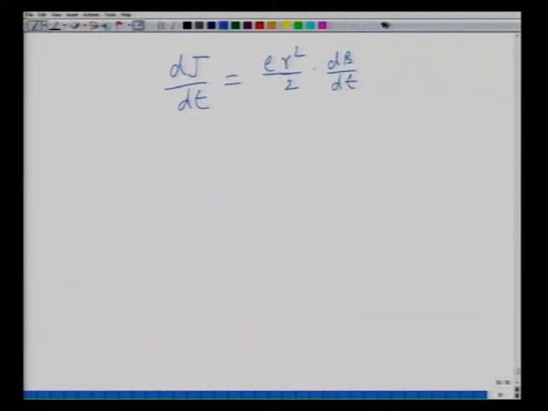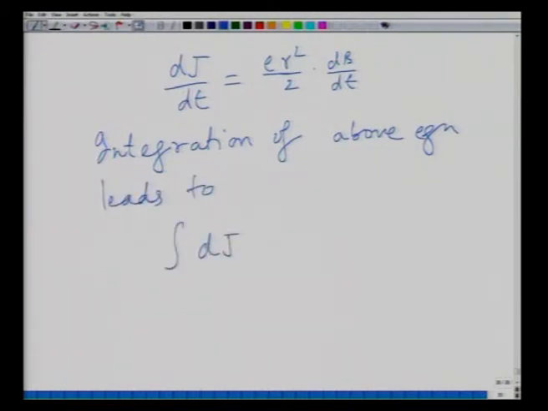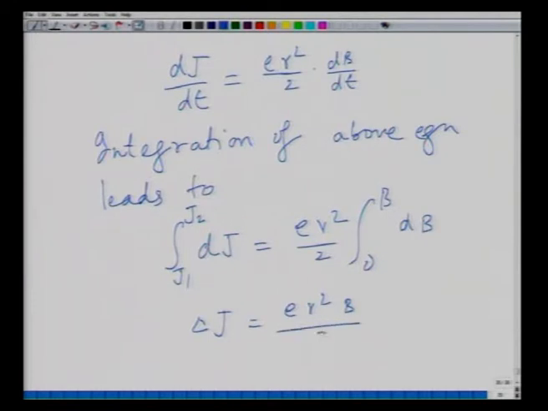Now, you need to integrate this equation. J of course will change from J1 to J2, and B will change from 0 to B. So, integrating our equation, you have the integral of dJ from J1 to J2 equal to e r square by 2, which is constant, times the integral of dB from 0 to B, and this gives rise to delta J equal to e r square B by 2.